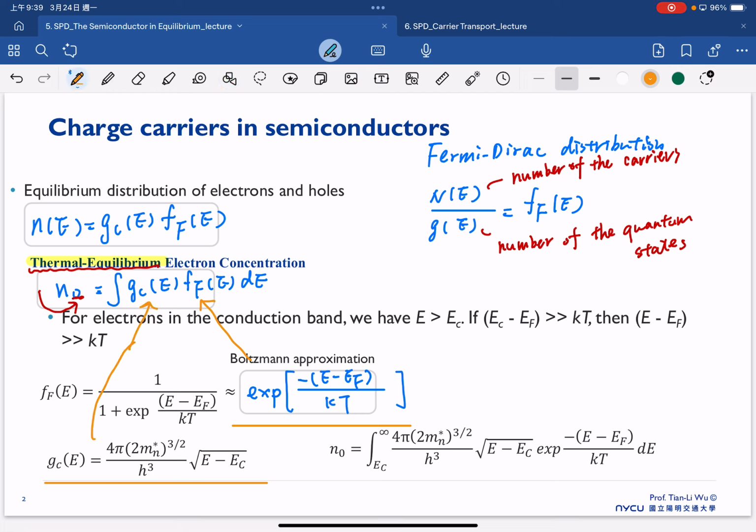So based on these two equations with the integration, in the end we can have this one, which is shown here. This is the full equation in detail with g_c, times our f_F(E). So this is our starting point.